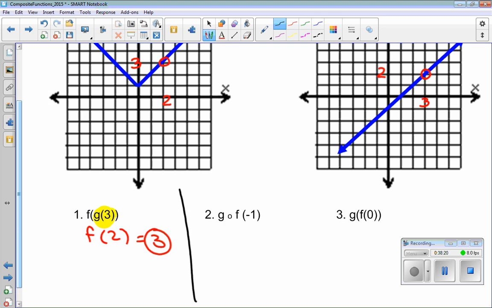So let's keep going. Let's try it again. It kind of is. It's just that some people really get confused with the notation.